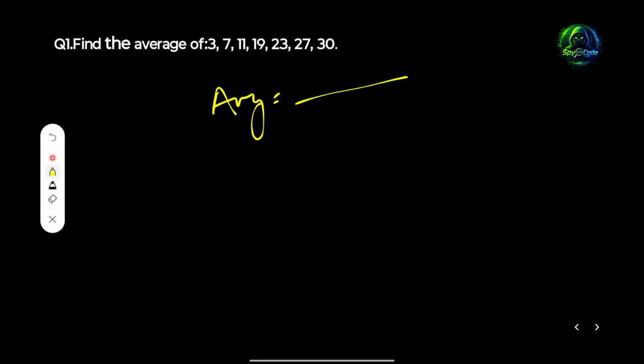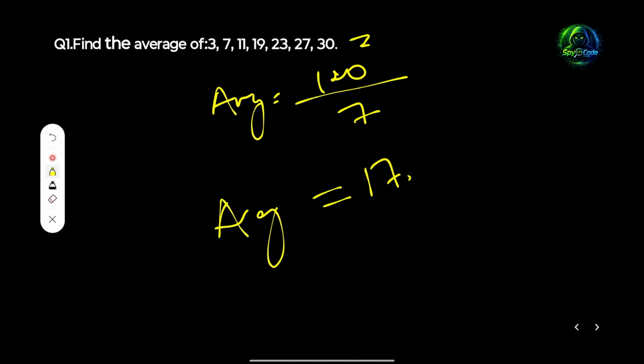So the first question is to find the average of all these numbers. We all know that average is the sum of observations divided by the number of observations. When we add all this, the sum will be around 120. The number of observations here is 7. So the average for this value is around 17.14.